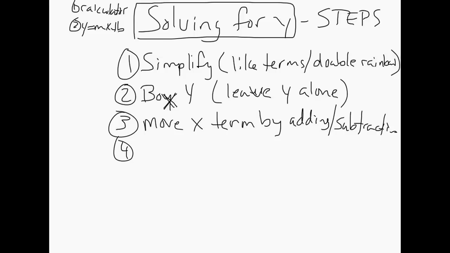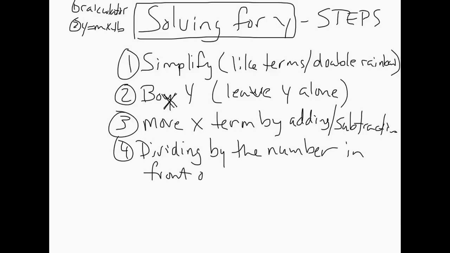In step 4, we always finish up by dividing by the number in front of y. If there's no number in front of it, then this step won't happen. Also, if there's no x term over there, that step won't happen. So steps 3 and 4 are just optional steps.